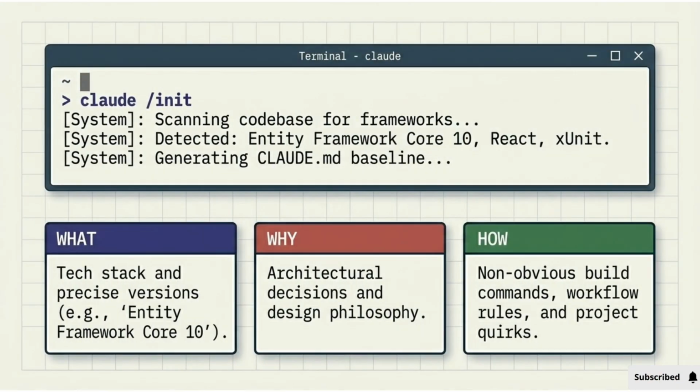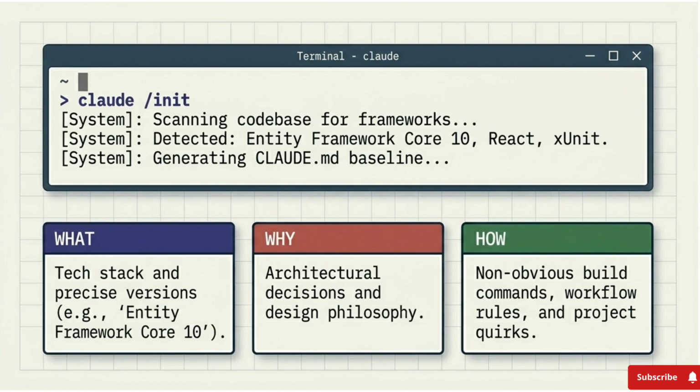The /claude/init command scans your codebase and generates a /claude.md baseline detailing the what, why, and how of your project. This includes the tech stack, architectural decisions, and non-obvious build commands.